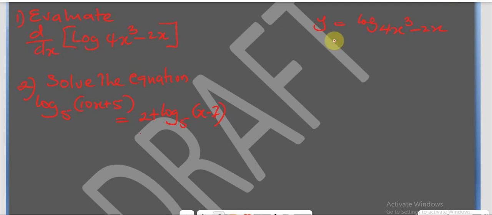But before that, I'm going to equate 4x raised to the power of 3 minus 2x to u. That is u equals 4x^3 minus 2x. Then I'll now have y as log u. Because I'm going to apply the composite rule, now differentiating u with respect to x, du over dx will be equal to the derivative of u with respect to x.